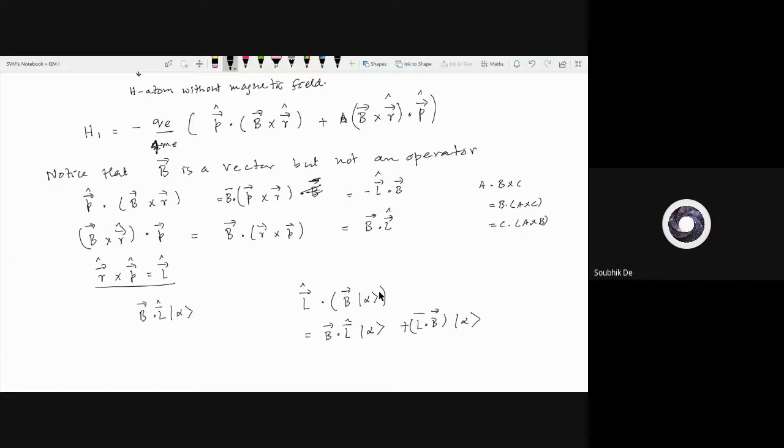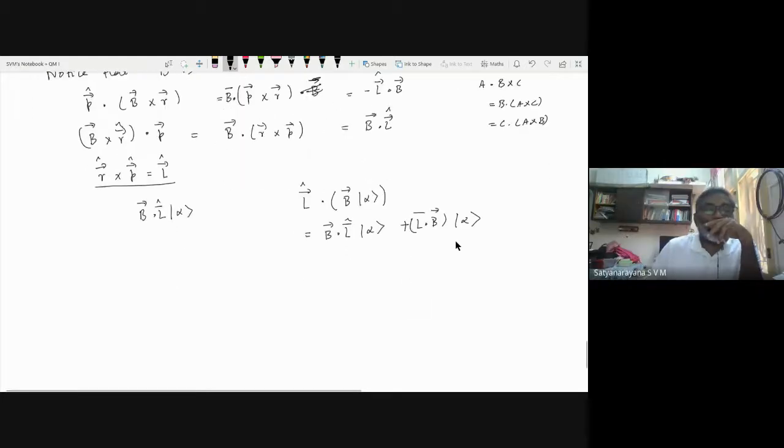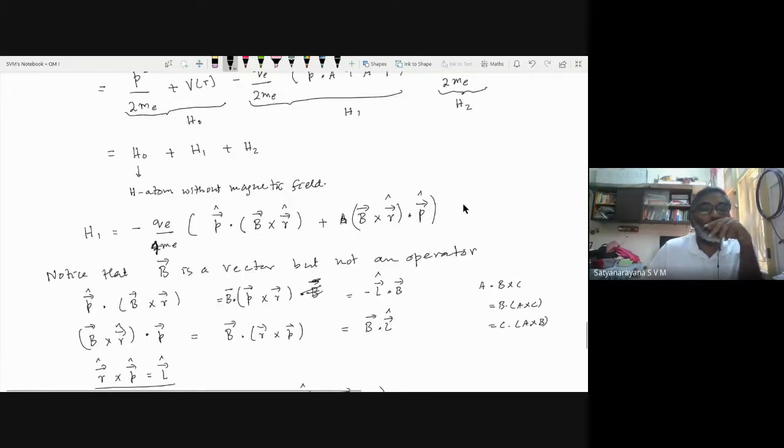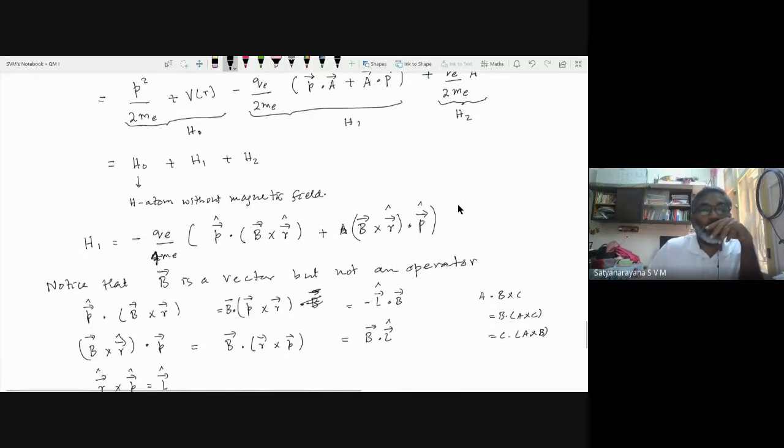So one thing is for the first term, P dot B cross R. Can we write it as B dot P cross, because it is anti-cyclic, it is the inverse of the cyclic? So what I'm trying to say is that, P, okay, let me put it this way. So is that first correct? So I write P dot B cross R and B cross R dot P.